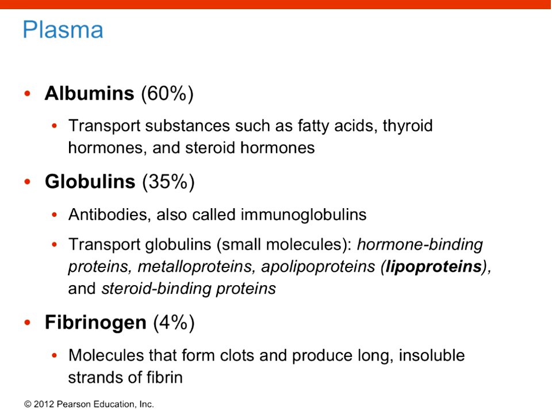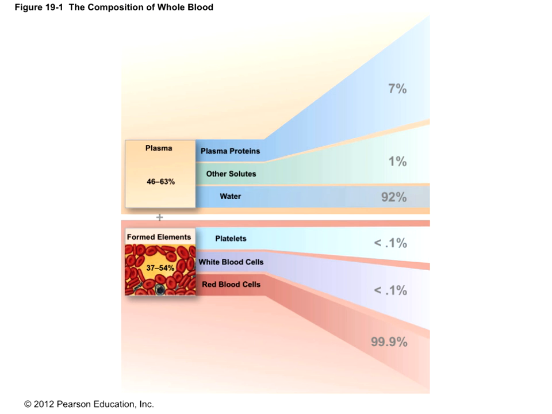What's in our plasma? Primarily water. Like 94% of your plasma is water. And if you didn't remember that, we'll go back.